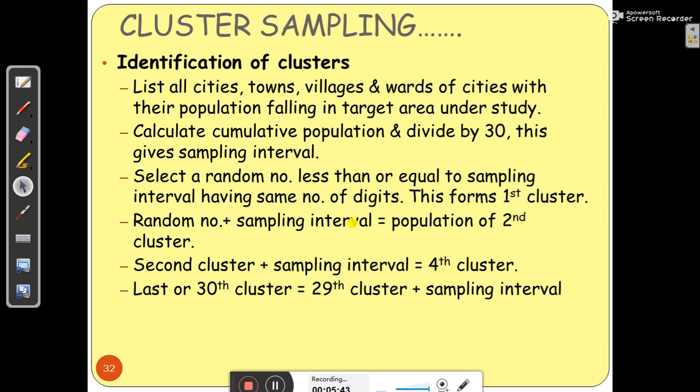Okay, random number plus sampling interval equals the population of the second cluster. Second cluster plus interval equals the third cluster. So in that way you go on to create the clusters. The last or 30th cluster equals the 29th cluster plus sampling interval. So in that way you can get the clusters.